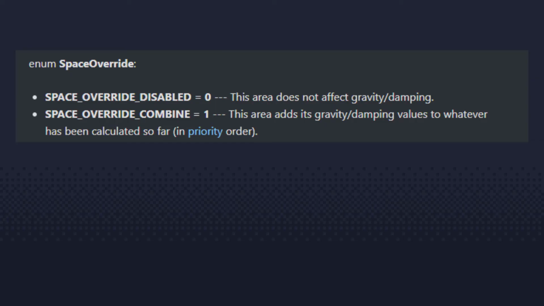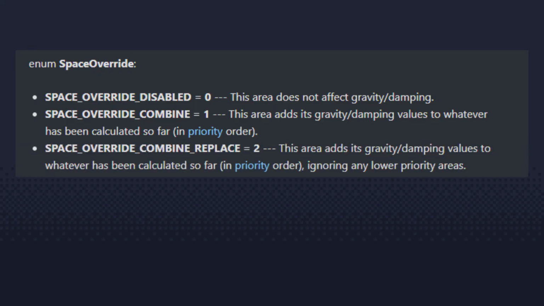Combine means that it will combine the gravity and damping of the rigid body with the gravity and damping set on the area 2Ds that it's currently colliding with, and it will do this in the order of priority. Combine replace means that it will add the gravity and damping of the rigid body to the area 2D that has the highest priority number, and will basically replace all the area 2Ds that have a lower priority number.